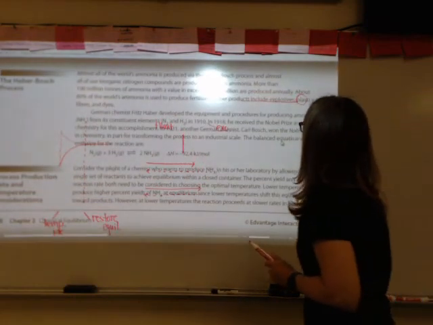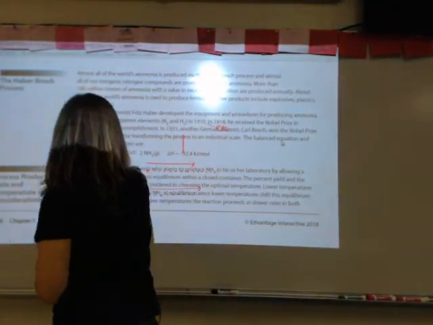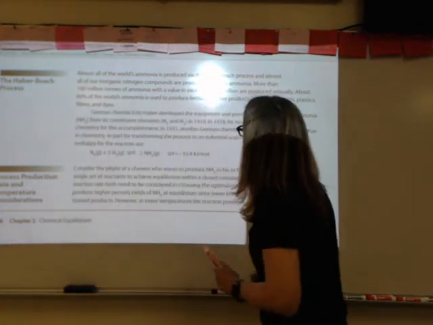Now, let's talk about the Haber-Bosch process. So almost all of the ammonia in the world is produced by this process. And 80% of the ammonia in the world is used to produce fertilizer. Fritz Haber developed the equipment and procedures for producing ammonia in 1910, and he received the Nobel Prize in 1918. In 1931, Carl Bosch won the Nobel Prize in Chemistry for putting this on an industrial scale.